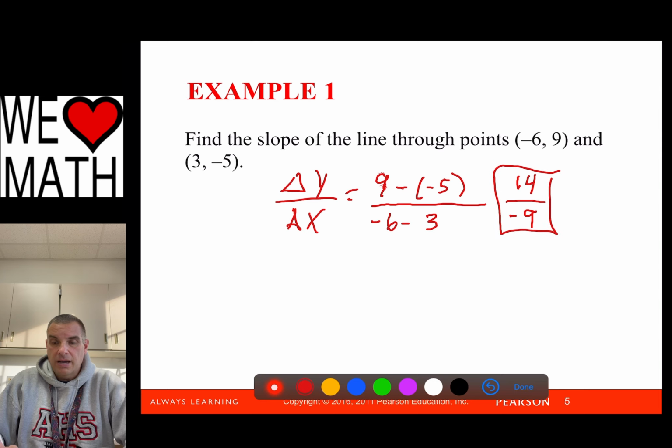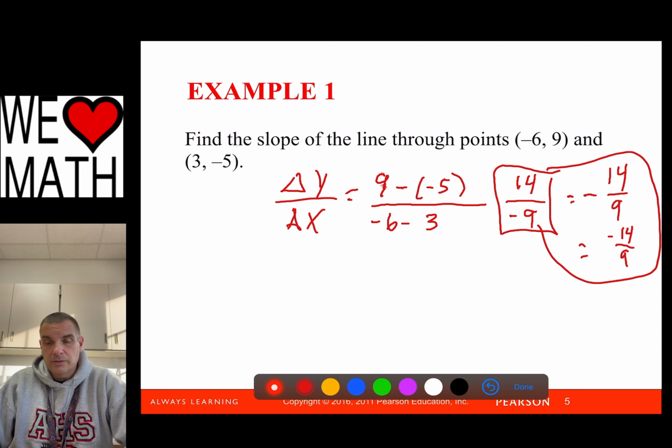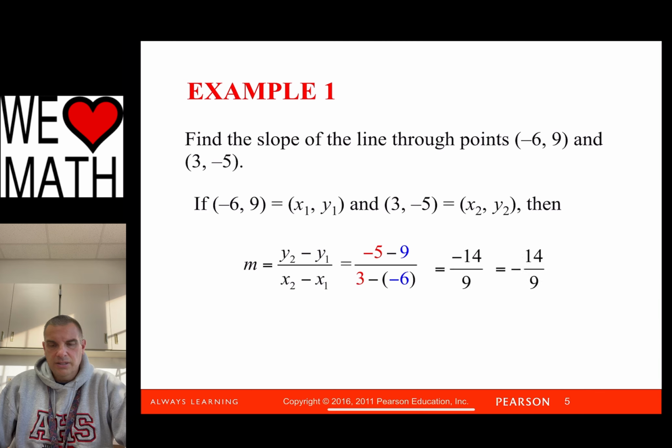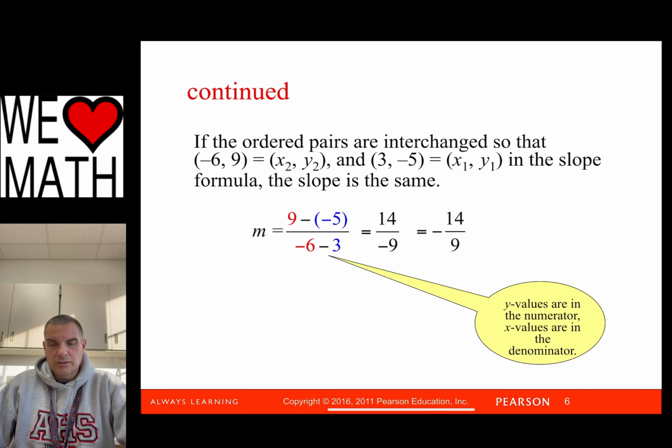Negative 14 ninths. Now, understand that 14 over negative 9 is the same thing as negative 14 over 9, which is the same as if I put the negative there and write it like that. All 3 of these things are the same exact thing. We talked about that earlier in the course, but that's finding slope. They probably did it a little bit differently than me, but I bet they get the same answer. Look at that, they even did the same thing. So the slope for this one is negative 14 ninths. You can interchange them. Like I said, if you want to switch it around, go ahead. I'm not going to show you that because you understand that. Okay, so that's finding slope of a line.